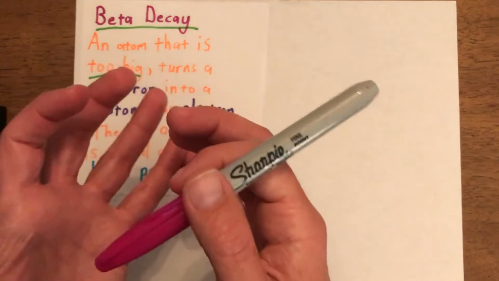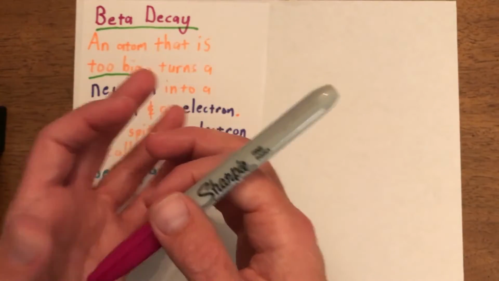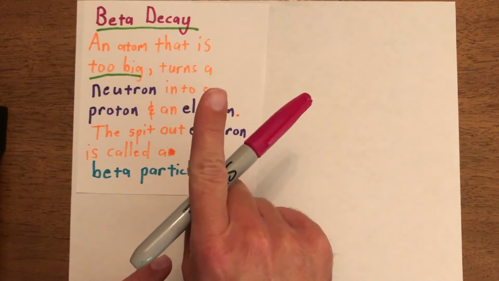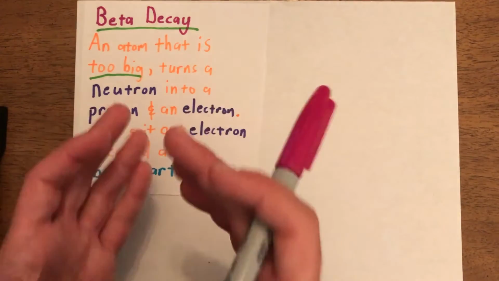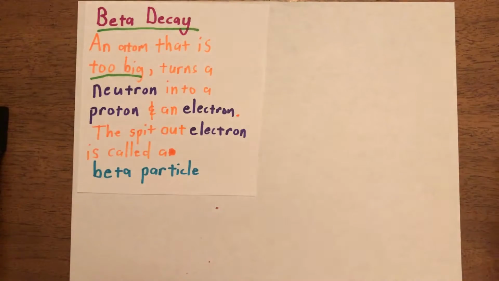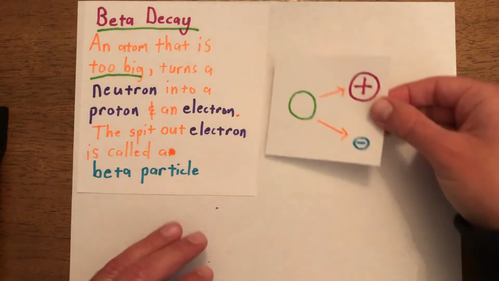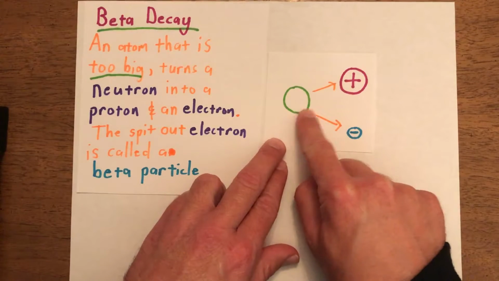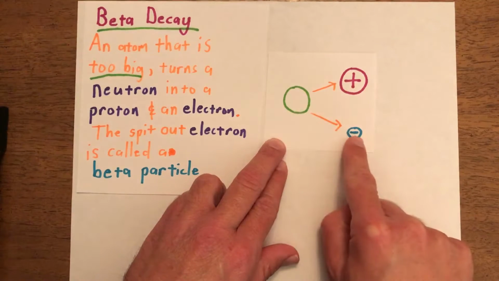So unstable atoms that are too big can undergo a second type of radiation called beta decay. And again, sometimes this can happen with a smaller atom if it doesn't have the right balance of protons and neutrons. So let's try and picture that right here. Here we have a neutron, and it becomes a proton and an electron.